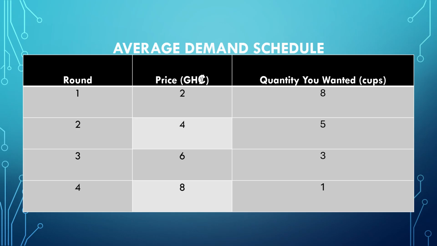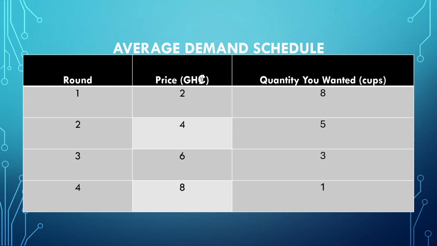When we look at everyone's data together, here is the average demand schedule for our entire class. That's what you have on the screen. At 2 Ghana cedis per cup, on average, we wanted to buy about 8 cups. At 4 Ghana cedis per cup, on average, we wanted to buy 5 cups. At 6 Ghana cedis per cup, on average, we wanted to buy 3 cups. And finally at 8 Ghana cedis per cup, we wanted to buy on average 1 cup.